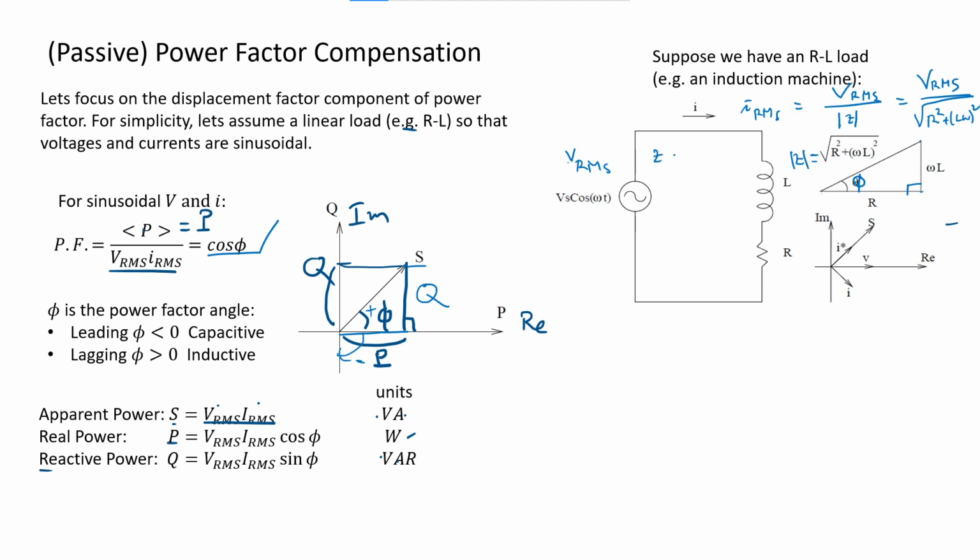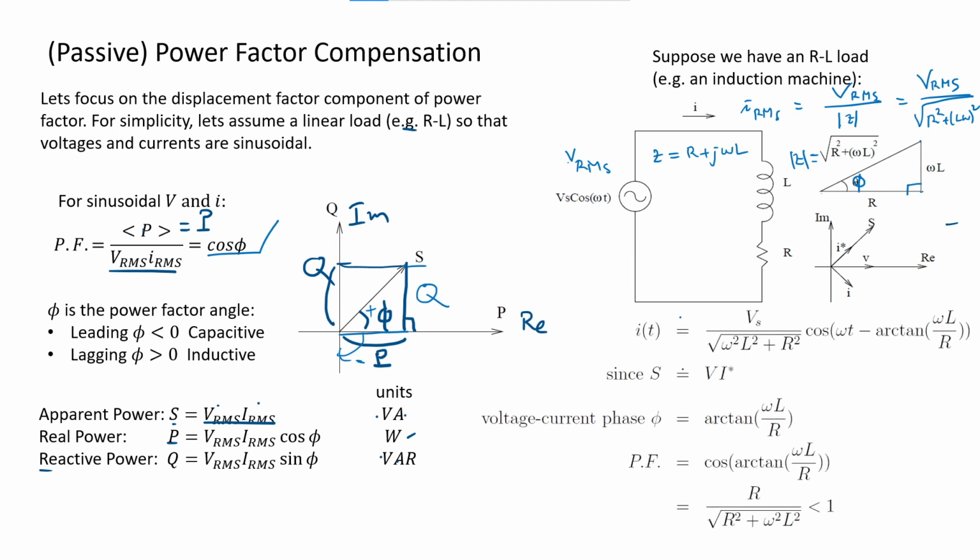I write down here Z equals R plus j omega L. Yeah, this is the easiest way to calculate power factor. If you use a differential equation to solve for the current, it takes so much time and so many steps.